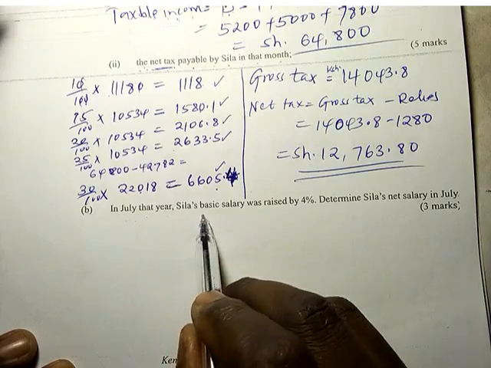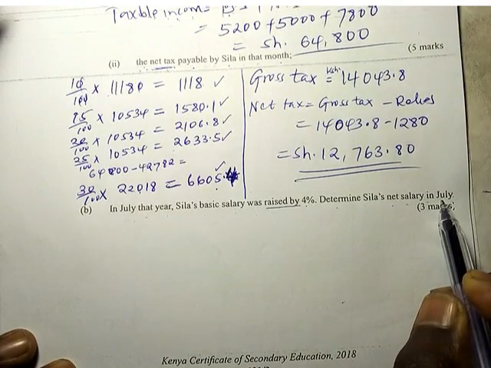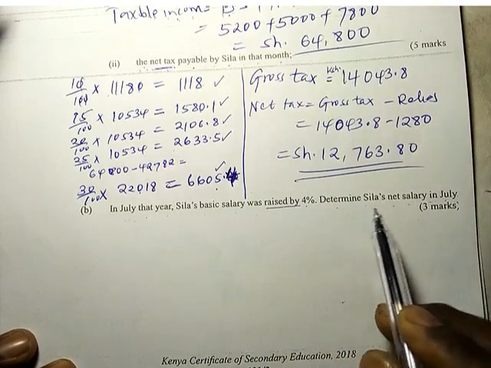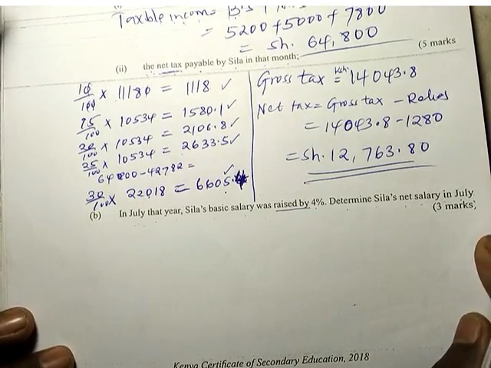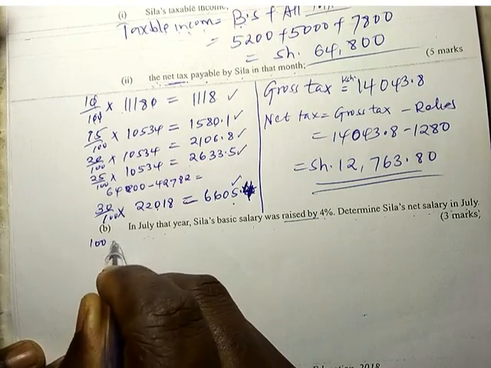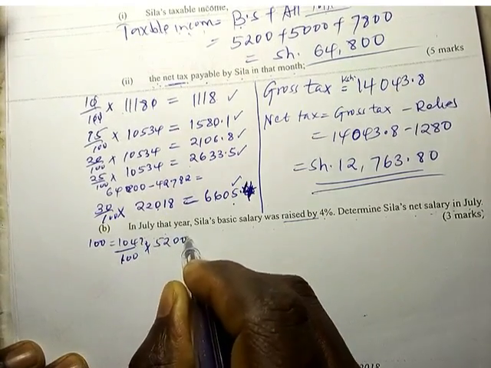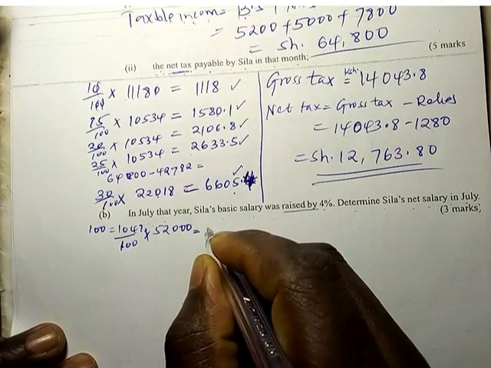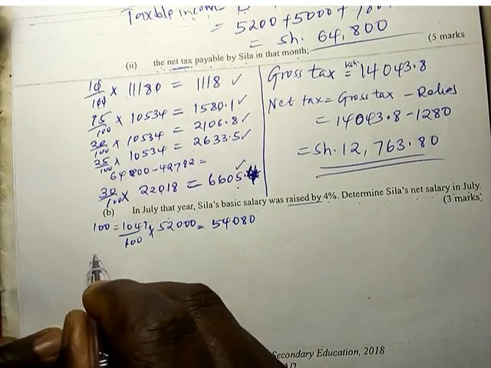In January that year, Sarah's basic salary was raised by 4%. Determine Sarah's net salary in July. So in July, the salary was raised. Net salary. We first need to get the money that was increased, the tax away. Remember, initially it was 100%, but if it has been increased, it's going to be 104%. So we are going to get 104 over 100 times 52,000, which is the basic salary. Remember, the basic salary was 52,000. So the new basic salary will be 54,080.